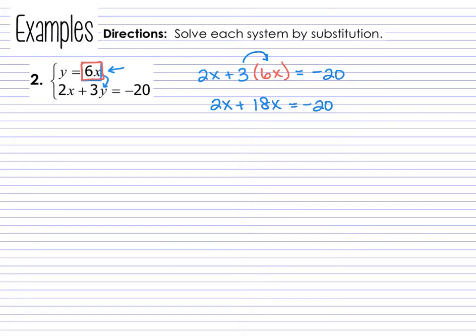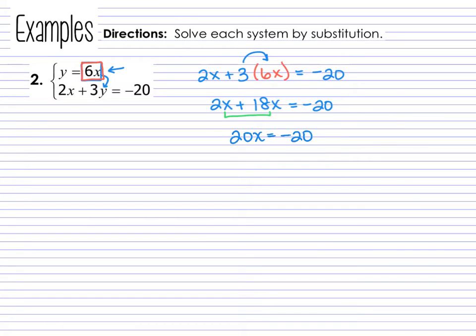Now I can add these together because these are like terms. Since they both have an x, then I can add them together. So 2x plus 18x, I can add them, so I just add their coefficients. 2 plus 18 is 20x equals negative 20.